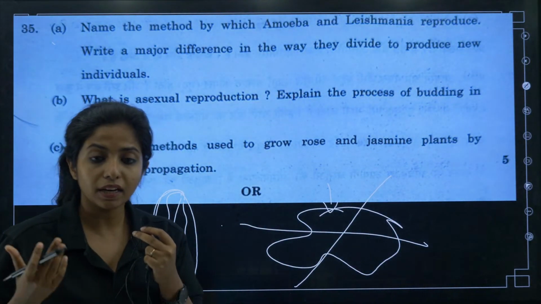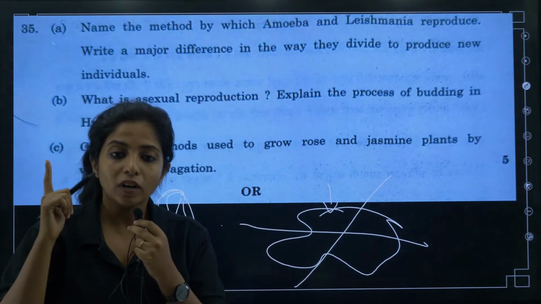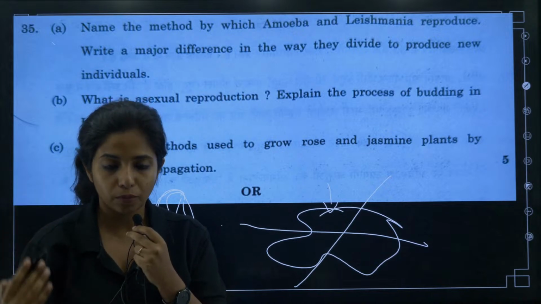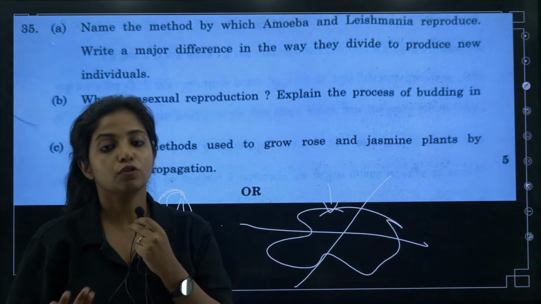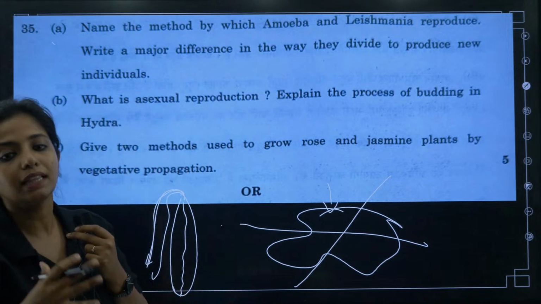As in, when there is no production of gametes, when they are not fusing together, only one parent is involved for producing progeny which are going to look like clones, my dear children. This is known as asexual reproduction. Now explain the process of budding in the case of hydra.